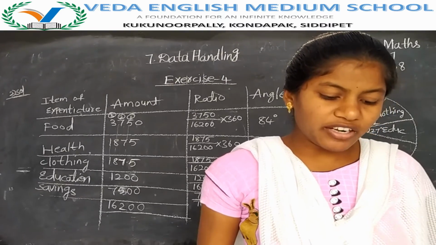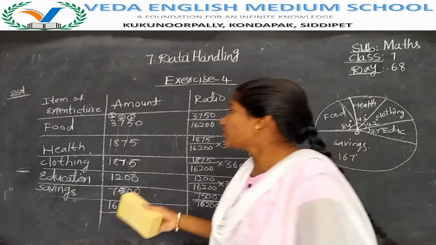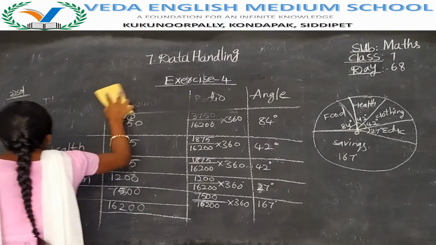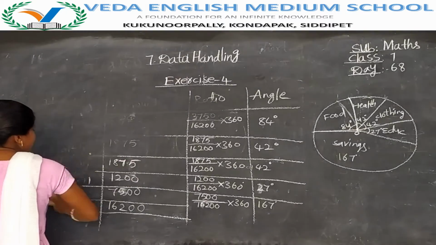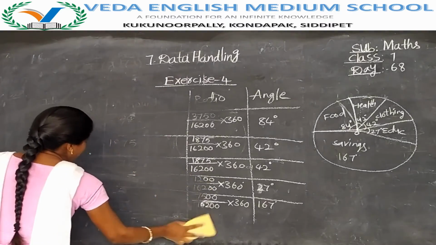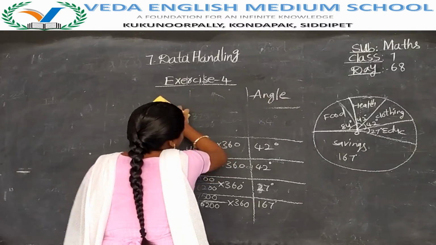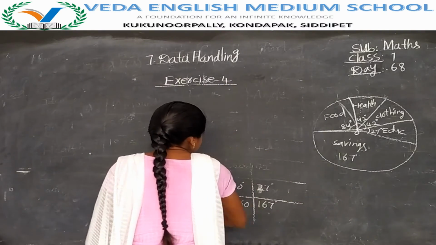draw a double bar graph for the following data. We have to draw a double bar graph. Just now I have shown, no. If you have drawn two bars at a time, this is called a double bar graph.